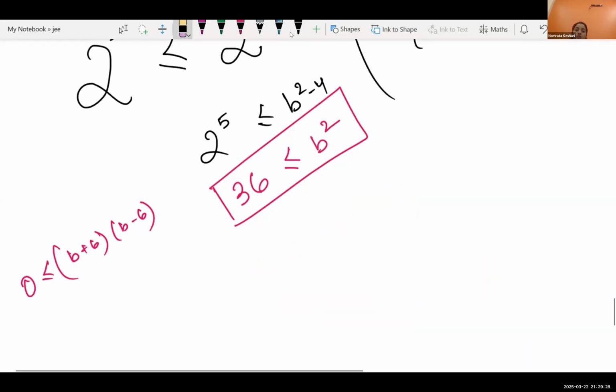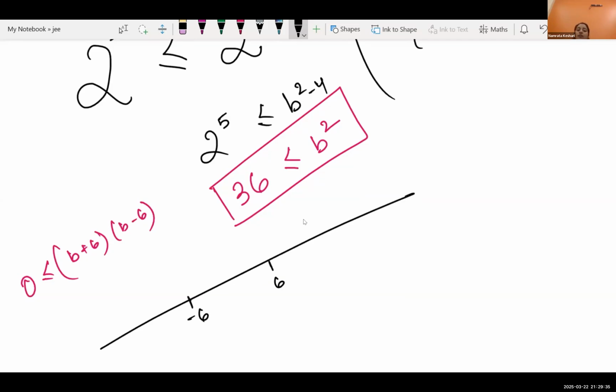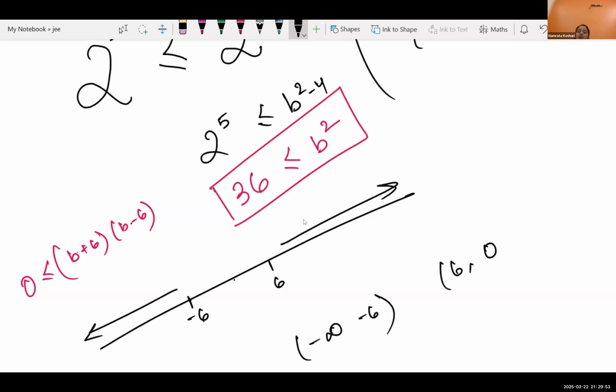Okay, the range for the solution will be, are you understanding, here minus 6, here plus 6. If you take a number in between, 0, it is incorrect, right? So this way and this way you will be getting the solution. Minus infinity to minus 6 and 6 to infinity. Equality sign is also there, so closed intervals. These two are the solution.